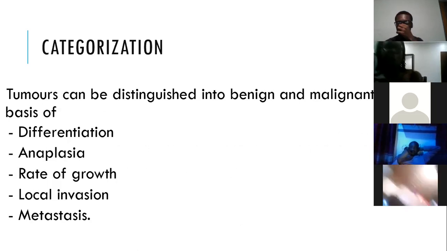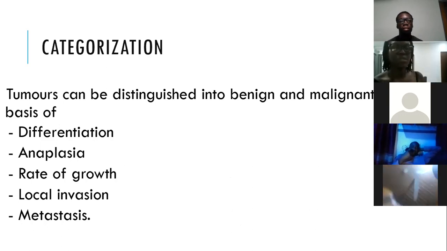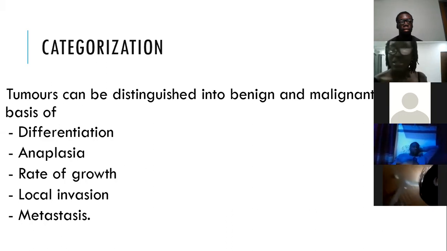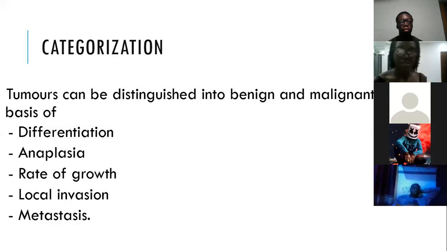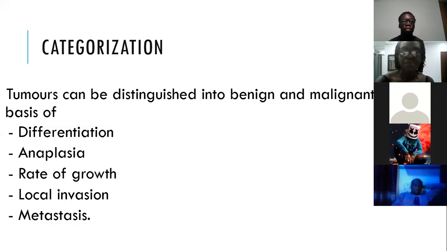Now, histologically, if you look at both tumor types, that is both malignant and benign tumors, under the microscope, there are things on the cell that distinguish them. Look at their behavior clinically, they can also be distinguished. So basically, you can distinguish benign from malignant tumor on the basis of these 5 characteristics: differentiation, anaplasia, rate of growth, local invasion, and metastasis. So we'll take a look at these one by one.